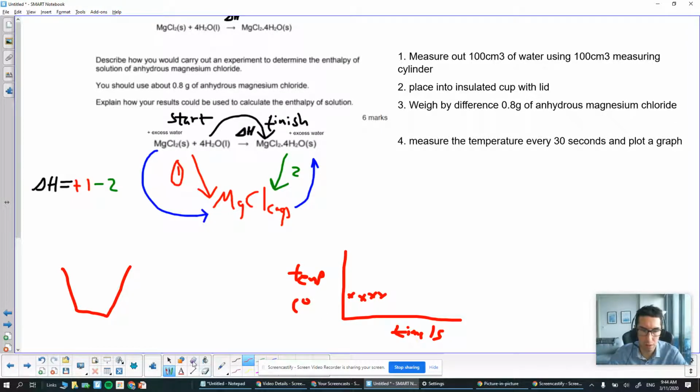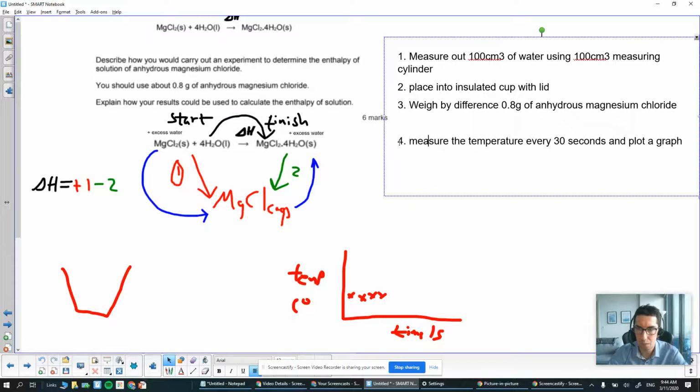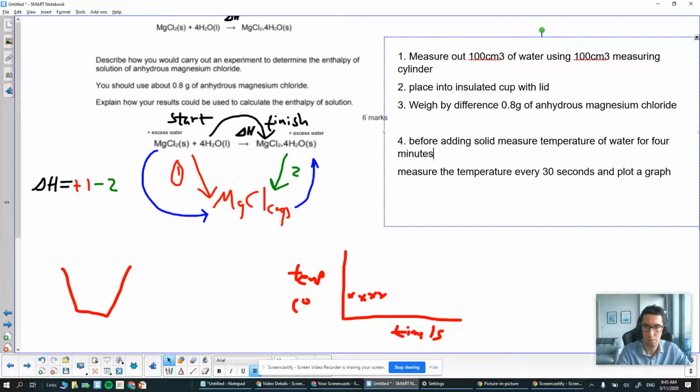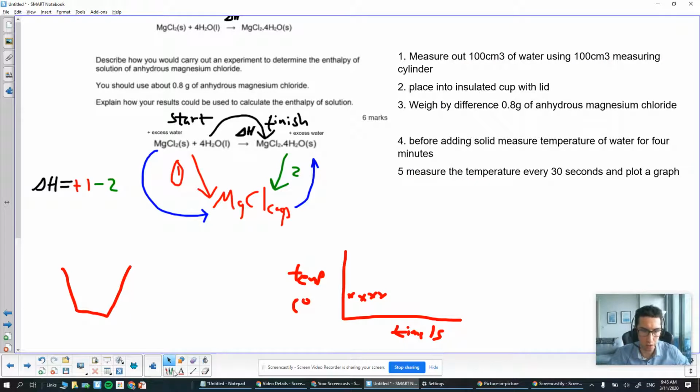We should have probably said that actually. We should probably say that before here. So before adding solid, measure the temperature of the water for, say, 4 minutes. This is just to get a sort of baseline reading of what the temperature is of the liquid.